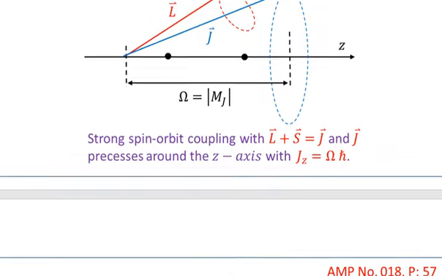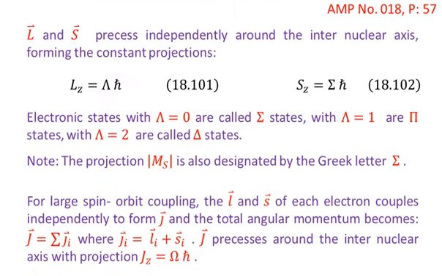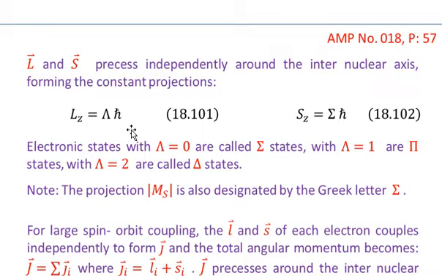And I am going to explain next the summation of these quantities. So capital L and capital S precess independently around the internuclear axis, forming constant projections. So Lz is equal to capital lambda times h bar, and Sz is equal to capital sigma times h bar. So these will have fixed values, that is, capital lambda is fixed, capital sigma is fixed.